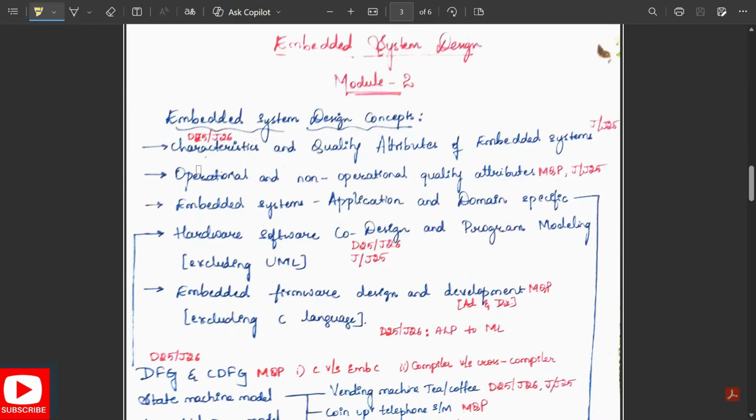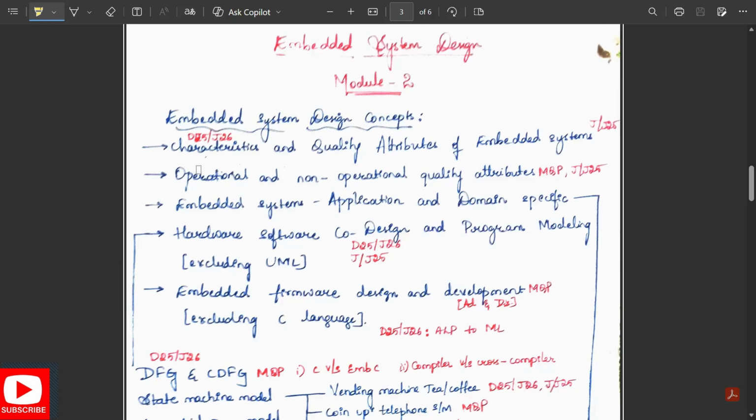So here I have prepared the notes by referring to the textbook, and I have prepared this specific page by referring to the model question papers and previous year question papers, to note which question has appeared, which topic has appeared, how many times. Next, the operational and non-operational quality attributes. This was there in the model question paper and June-July 25 question paper.